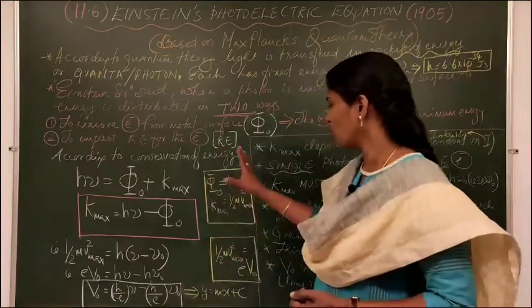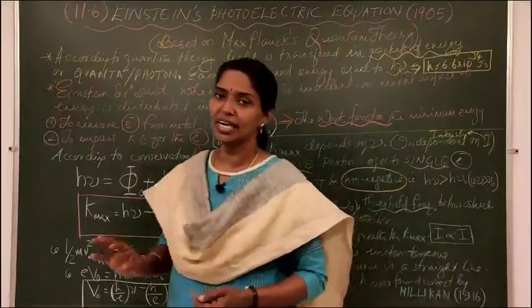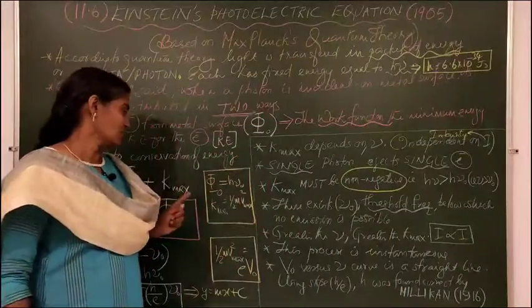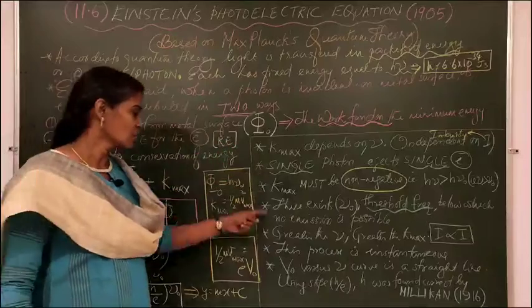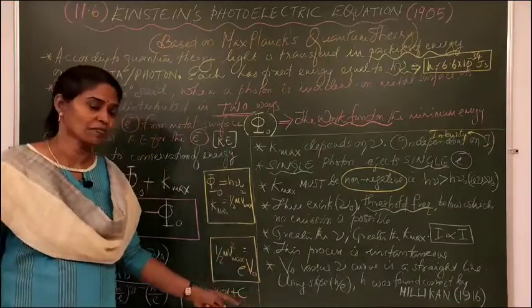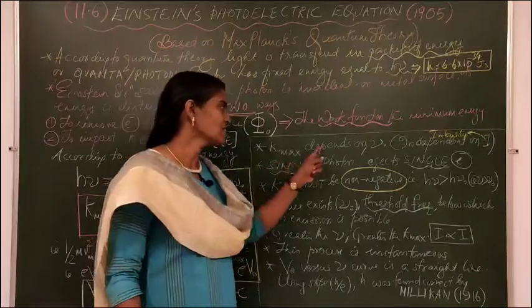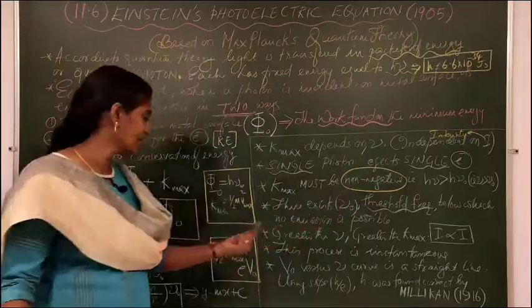Now, what are the observations we get finally from the equation? This equation gives us a lot of information, or these are the observations we summarize. Number 1, K max depends on frequency. Is that explicitly clear from this equation?